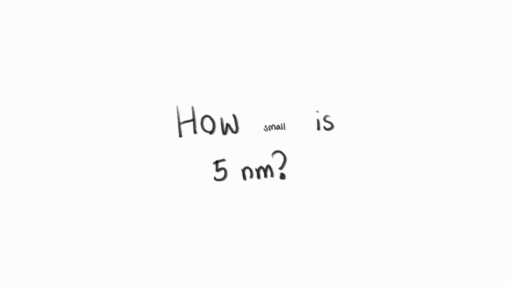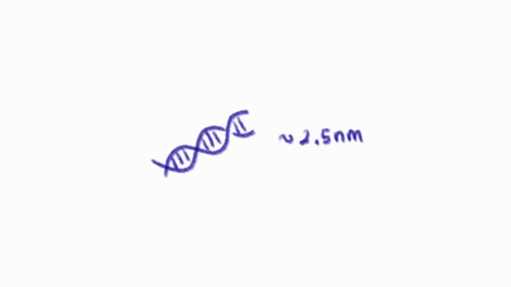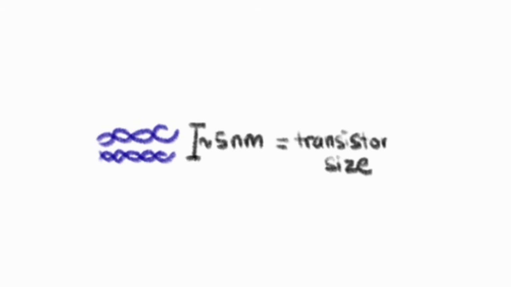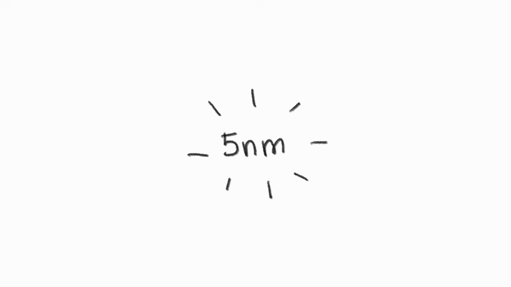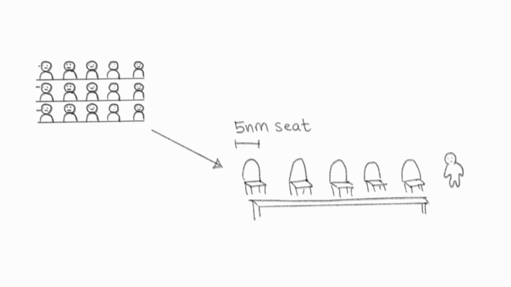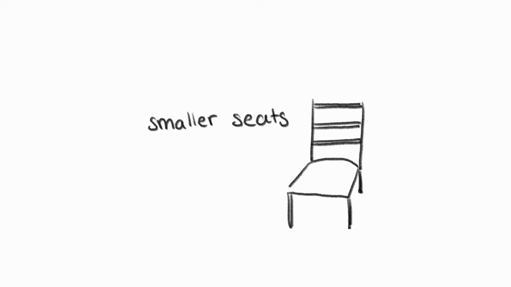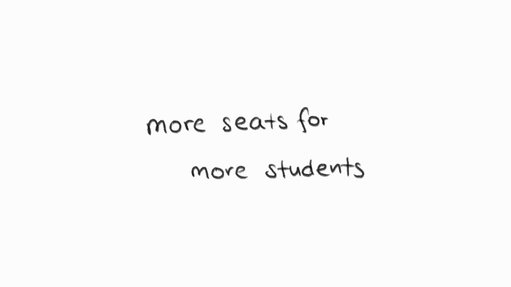So how small is 5 nanometers? A red blood cell is about 7,000 nanometers wide, and a strand of DNA is about 2.5 nanometers wide. So 2 strands of DNA together, that's 5 nanometers. So that's the scale we're talking about for these GPUs. So 5 nanometers is like the size of the seat where the students will be sitting to do the simple tasks. Smaller means more seats for 1,000 more students.